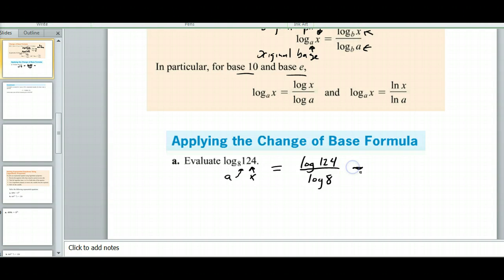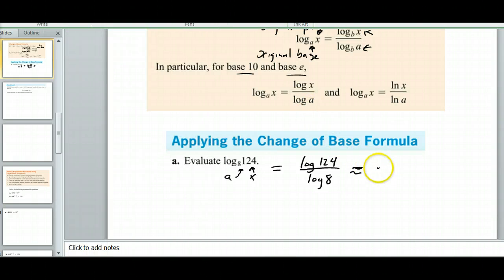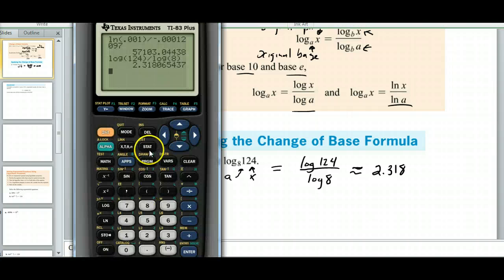Right, and it's approximate. Throw that into your calculator. Log 124 divided by log of 8. Close those parentheses, hit enter, 2.318. Alright, and notice this says that you can use log or natural log. Notice if I use natural log of 124 divided by the natural log of 8, alright, I get the exact same thing.